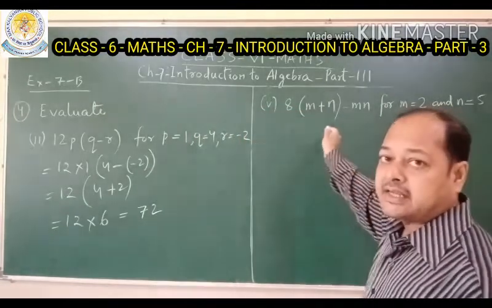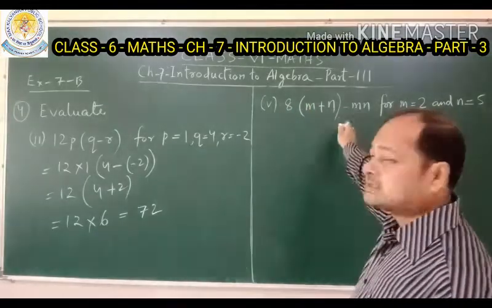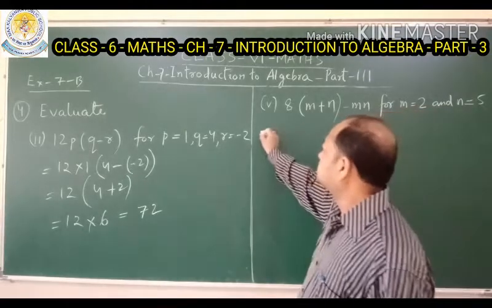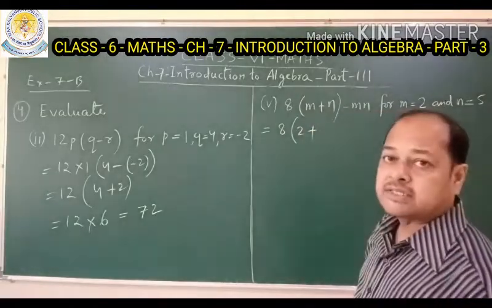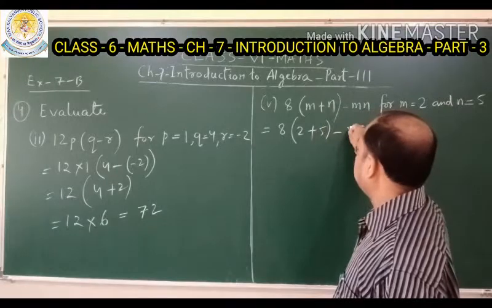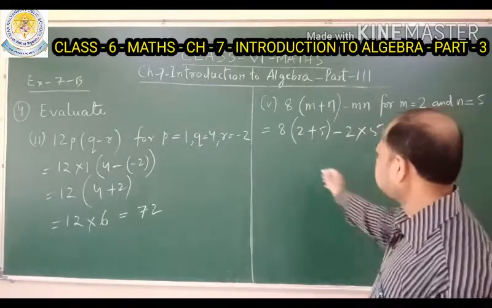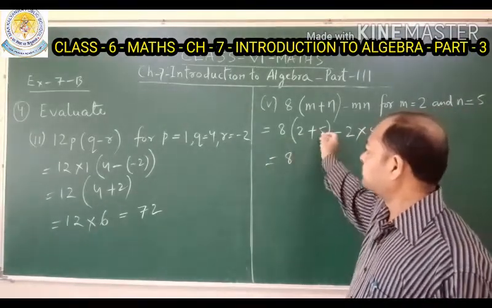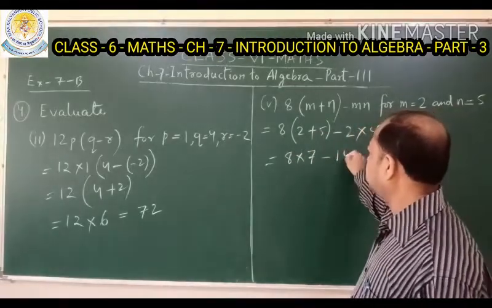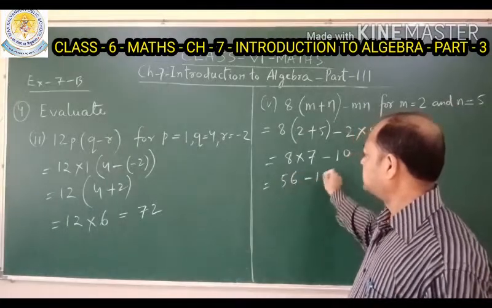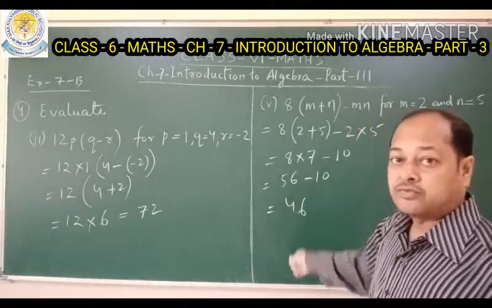Okay. Now look at this question number 5. Here the values of m and n are given and the expression is 8 into m plus n minus mn. mn means m into n. So simplify it. 8 into m value is 2 plus n value is 5 minus m into n. What is m? That is 2. What is n? That is 5. Equal to, simplify it, 8 into 2 plus 5, that is 7. 8 into 7 minus 2 fives are 10. So 56 minus 10, that will be 46. After simplification we got 46. Okay.